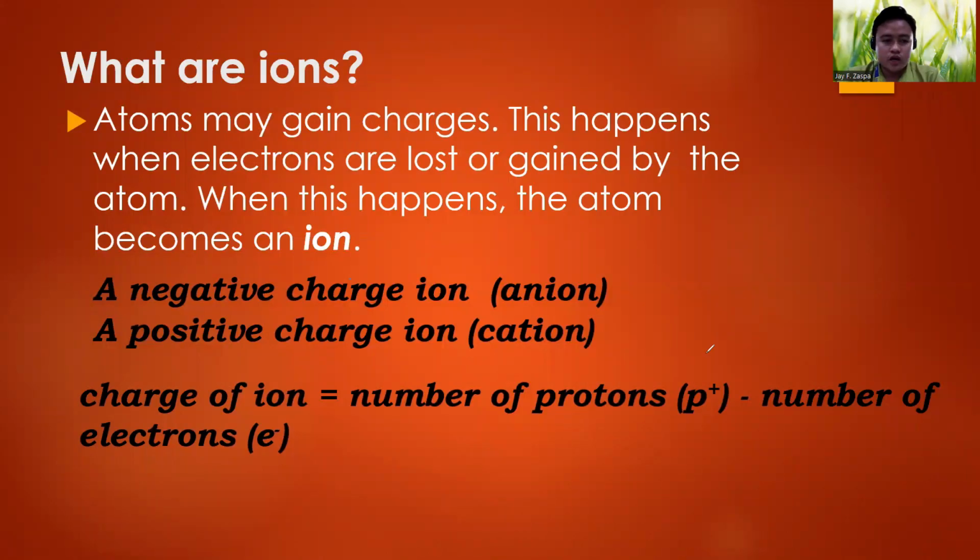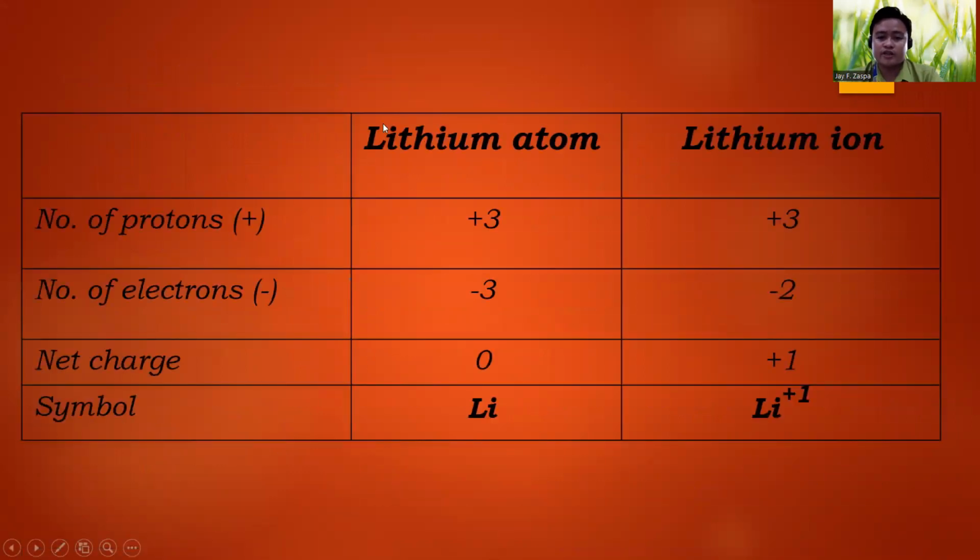Okay, let's move to the other. Let's try this one. For example, it's a lithium atom. When you say lithium atom, it is a neutral atom. So that means the protons and electrons are still the same. So the number of protons is 3. The number of protons is the atomic number, take note of that. The number of electrons is also the atomic number in the periodic table of elements. To get the net charge, we subtract protons minus electrons, so we'll be having zero net charge.